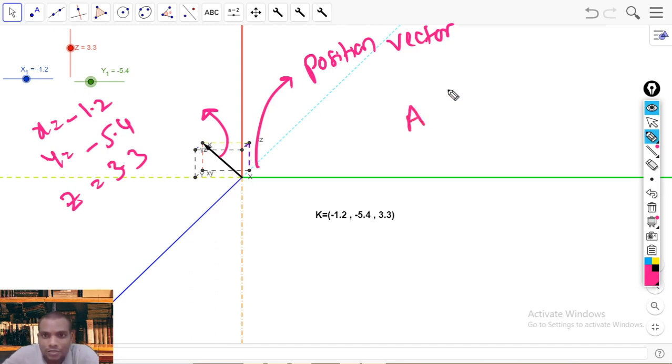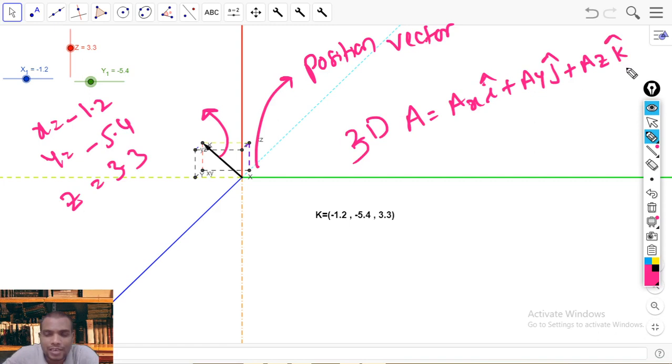Like in two dimensions, we represent a vector equal to ax i cap plus ay j cap. So this is in two dimensions. But in three dimensions, the third axis comes in, az k cap. Here k cap is the unit vector in three dimensions along the z-axis. Now this is the equation which represents the position vector in three dimensions.